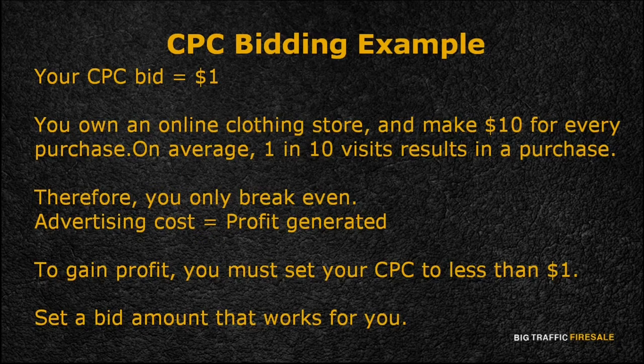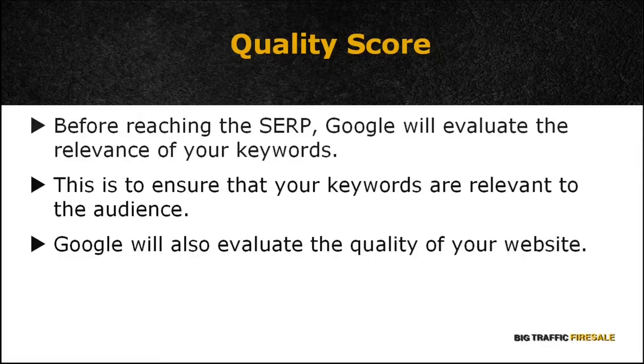As a result, you only break even, as your advertising cost is equal to the profit you generate. Therefore, to gain profit, your CPC should cost you less than $1. Hence, choose a bid amount that works for you in the campaign that you're aiming for. The next factor is the quality score.